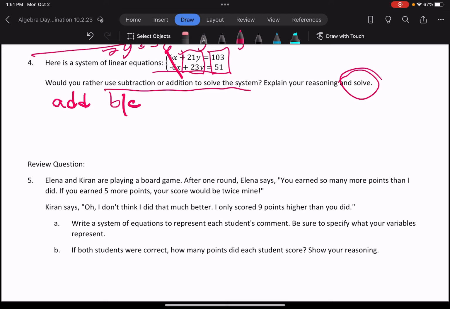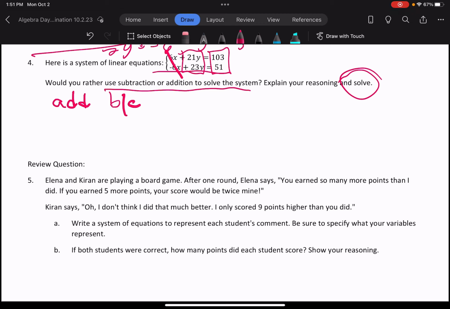Number 5 is a review. It says Elena and Karen are playing a board game. After one round, Elena says, you earned so many more points than I did. If you earned 5 more points, your score would be twice mine. Karen says, oh, I don't think I did that much better. I only scored 9 points higher than you did. Write a system of equations to represent each student's comment. Be sure to specify what your variables represent. If both students were correct, how many points did each student score?